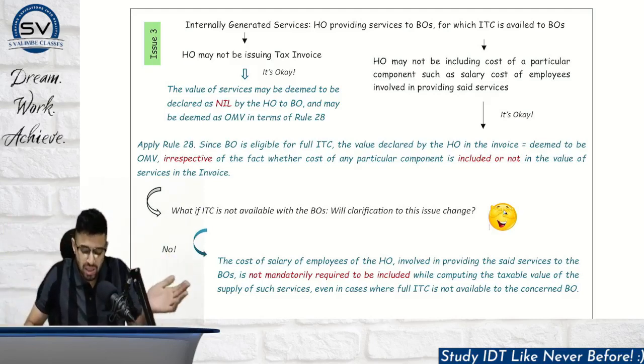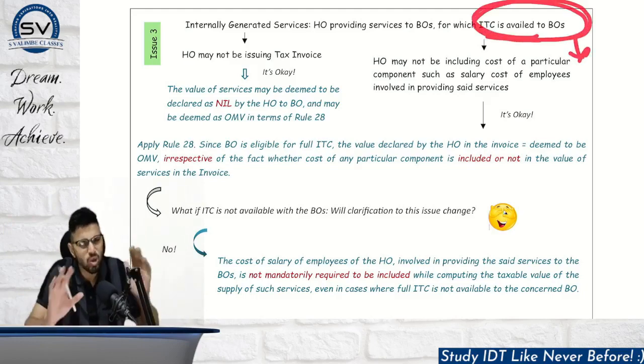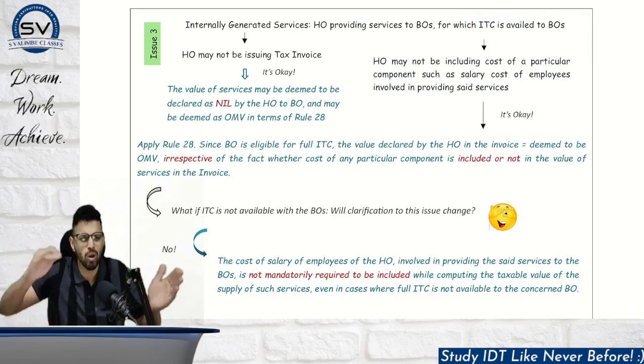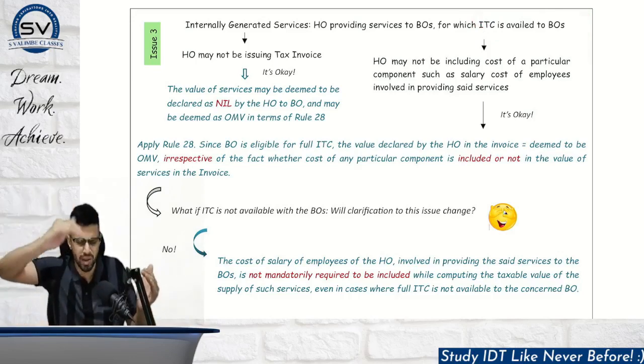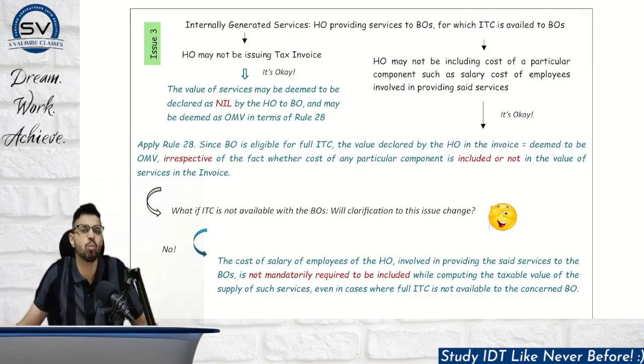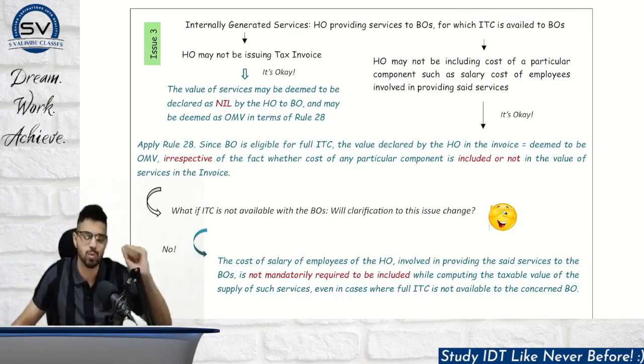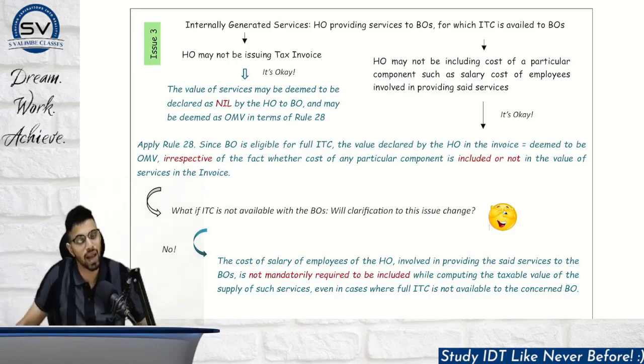Why? Because the case is that ITC is available to the BO. So the government does not want to increase the value of supply, because even if the value of supply is corrected, the recipient still has full ITC. So there is actually no point in that. On one hand you are increasing the value of supply and the GST portion. On the other hand, the person is getting enhanced ITC.